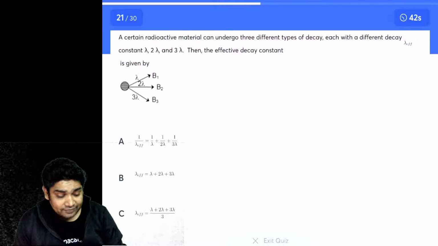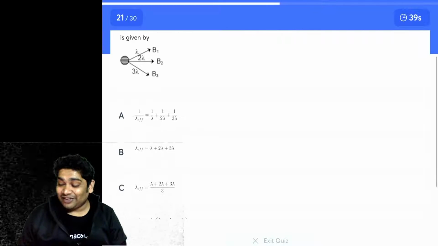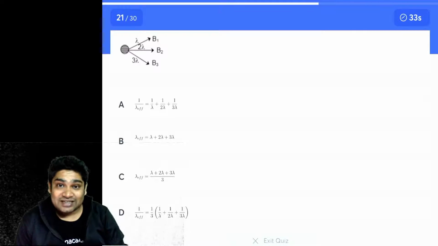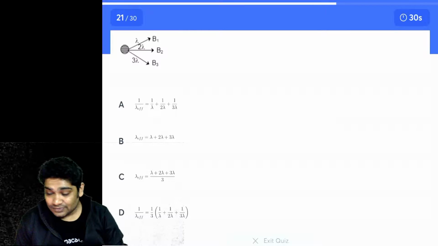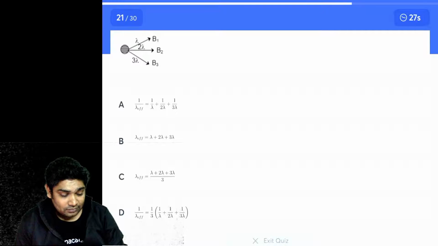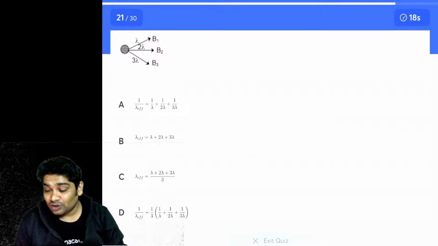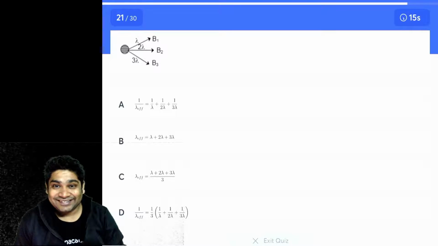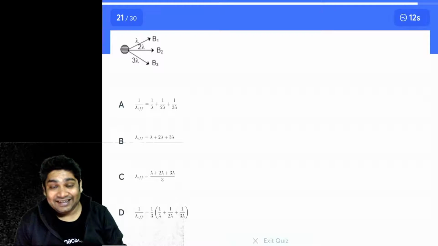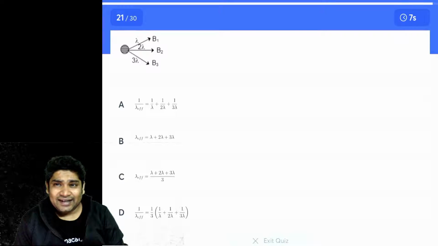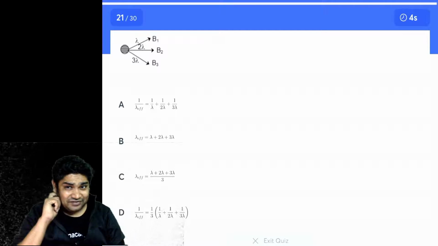Is it going to be A, 1 over lambda effective equals 1 over lambda plus 1 over 2 lambda plus 1 over 3 lambda? Is it going to be B, lambda effective equals the sum of all the lambdas? Or is it going to be C, the average of all the lambdas? Or is it going to be D, the harmonic mean of all the lambdas? So what do you think? Three disintegrations happening, what would be the effective lambda? Again, this should be easy if you do not get confused.